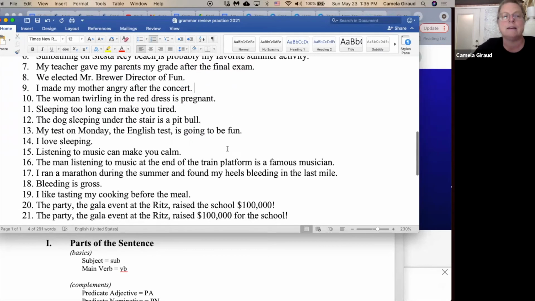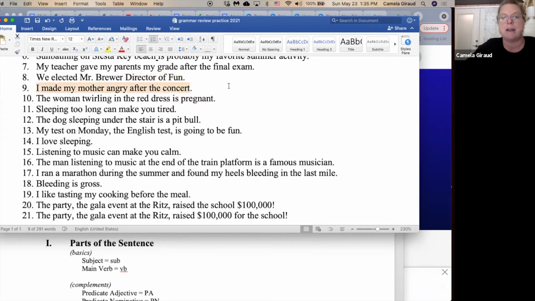Okay, number 8, we elected Mr. Brewer director of fun. Now remember, if you see the verb make or elect, you might have an object complement. Let's see if we do. We is the subject. Elected is the main verb. It is an action verb. Who or what did you elect? We elected Mr. Brewer. Director of fun, well, that's the title that he got, right? So that's a complement for the direct object, also known as an object complement, OC.